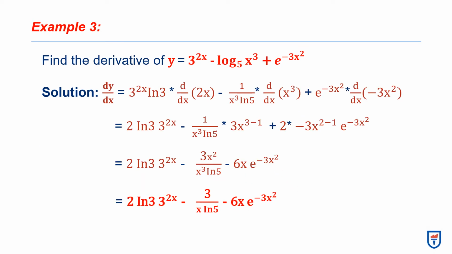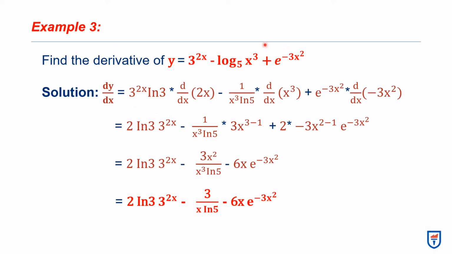Here is our third example that says, find the derivative of y is equal to 3 to the power 2x minus log x cubed in base 5 plus e to the power minus 3x squared. To solve this, we need to solve term by term. We need to differentiate each and every term.